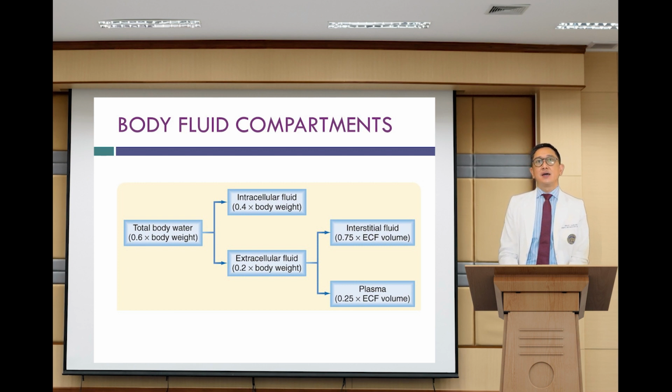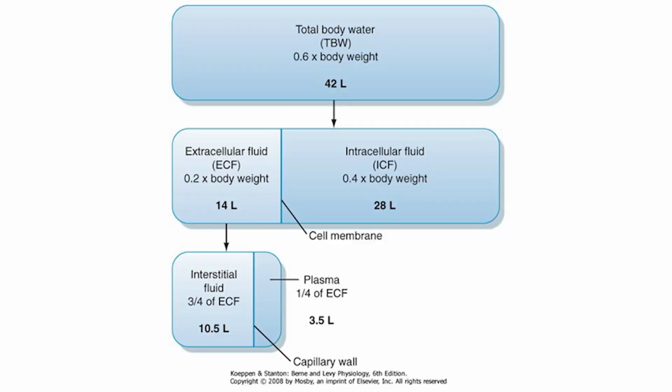Extracellular fluid is further divided into interstitial fluid and plasma. So when you talk about interstitial fluid and plasma, they belong to extracellular fluid. The 20% of the body weight that is extracellular fluid is distributed in the interstitial fluid, about 0.75 or 3/4 of the ECF, and 0.25 of the ECF is plasma. So let's put numbers on it.